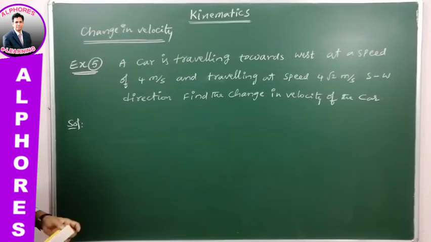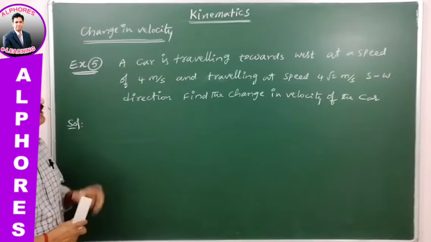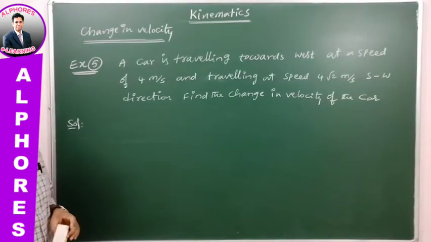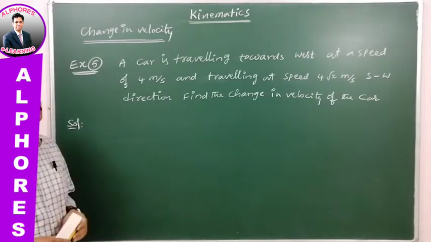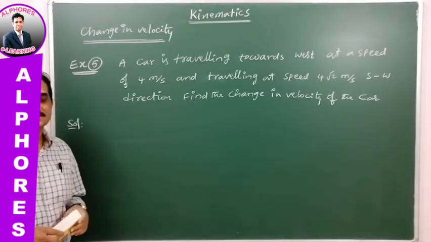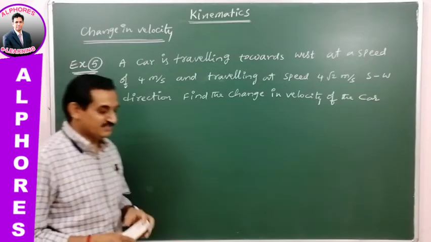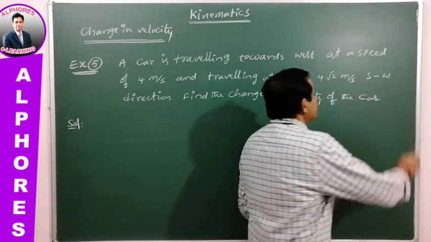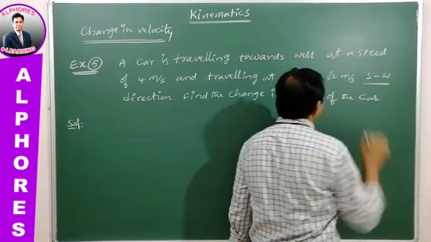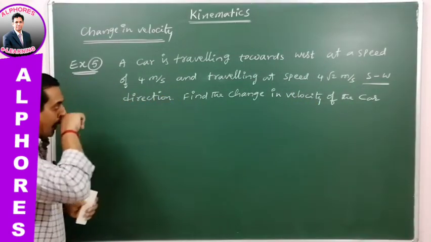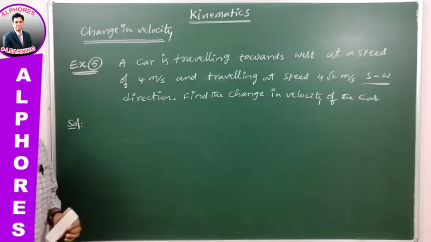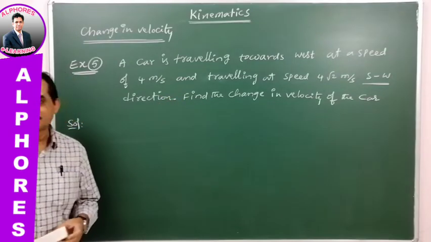Let us go for next problem. A car is traveling towards west at a speed of 4 meters per second and traveling at a speed 4√2 meters per second southwest direction. So very clear, southwest direction. Find the change in velocity of the car.